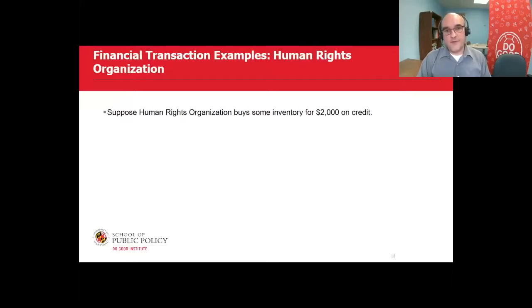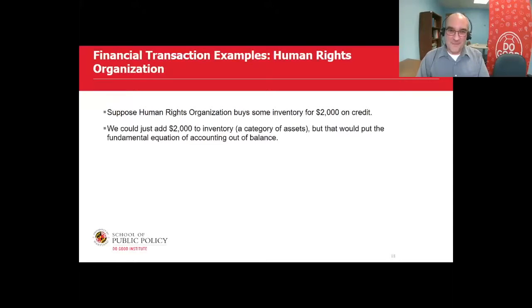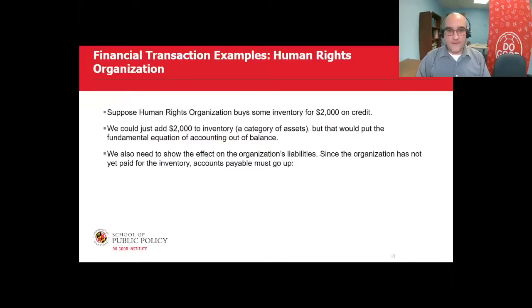Suppose the human rights organization buys some inventory from a supplier for $2,000 on credit. Of course, we're going to take the $2,000 and add that to the inventory column, the inventory account under assets, but we need to do something else to rebalance the fundamental equation of accounting.